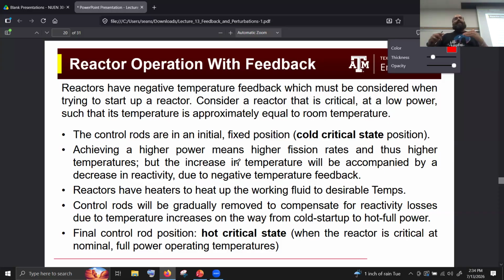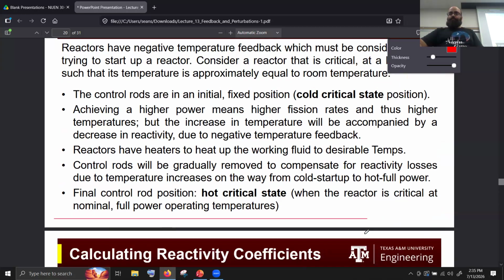And then as you're heating up your coolant, you're also gradually removing those control rods so that the negative reactivity from the temperature increase is balanced by the reactivity that you're adding by pulling those control rods out. You have a series of temperature increase, control rod move out, temperature increase, control rod move out, so that you can eventually get to the hot condition at full power. And so the final control rod position would be the hot critical state, where those control rods are removed more than they were at the cold critical state.